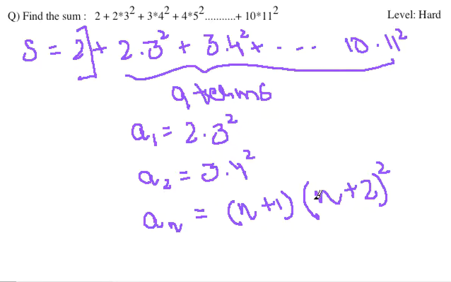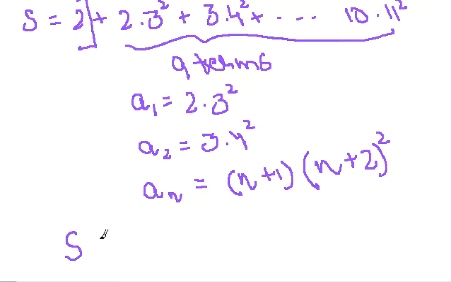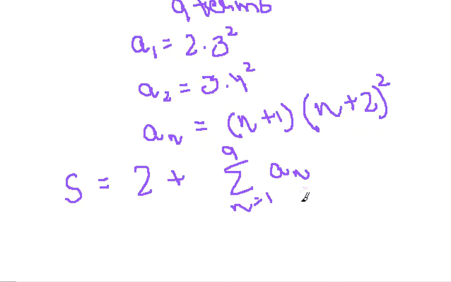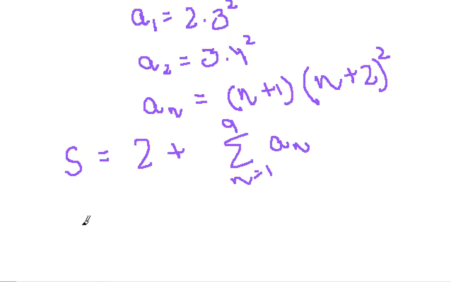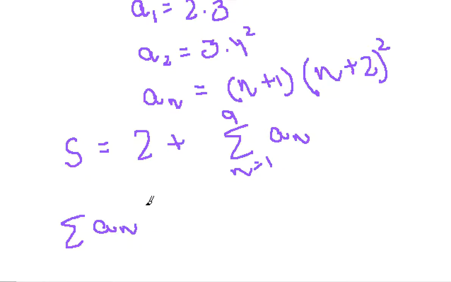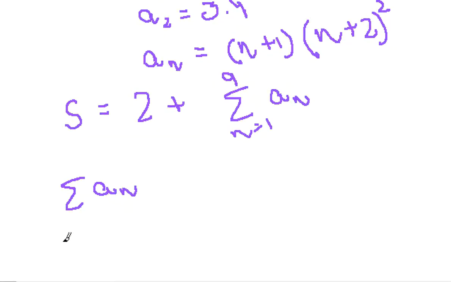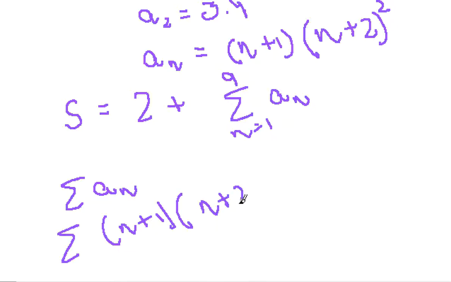Okay, now what is S? S is nothing but 2 plus sigma of an, n equal to 1 till 9, because there are 9 terms. Now what is sigma an? We have to basically find this particular expression. It is sigma n plus 1 into n plus 2 whole square.